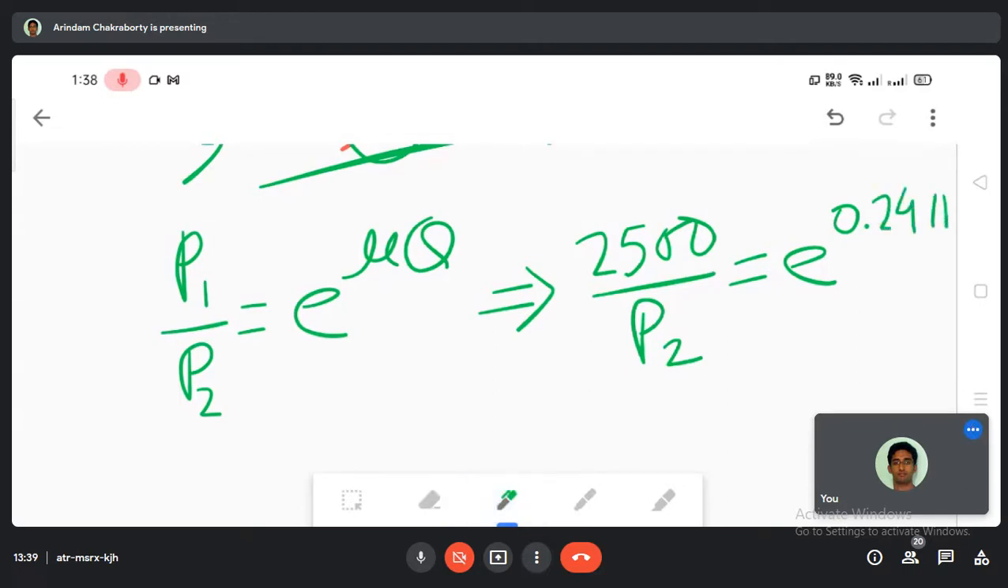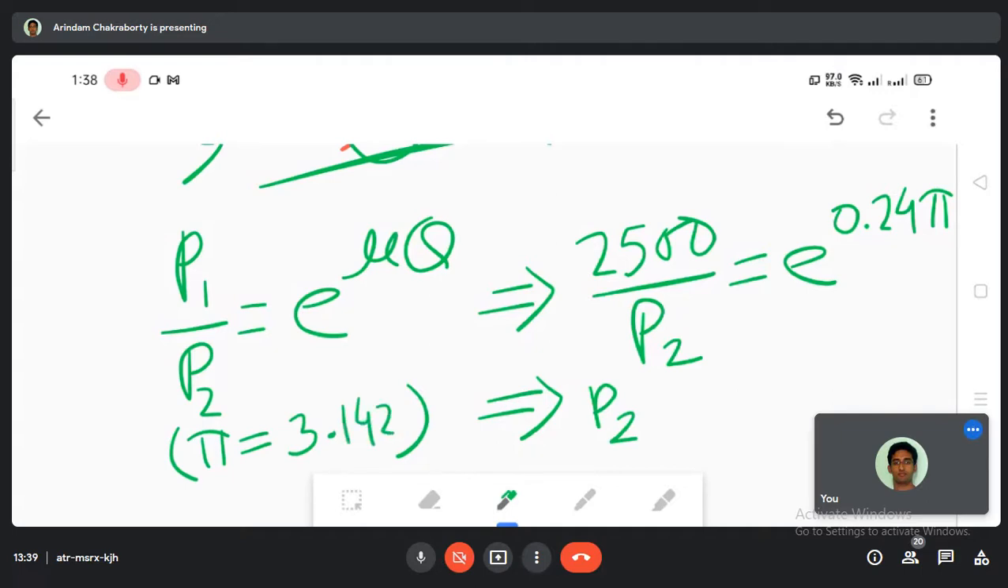And theta is pi. Now from here find out P2, where pi is equal to 3.1428 or 3.14, it's up to you. So from here you will find P2.